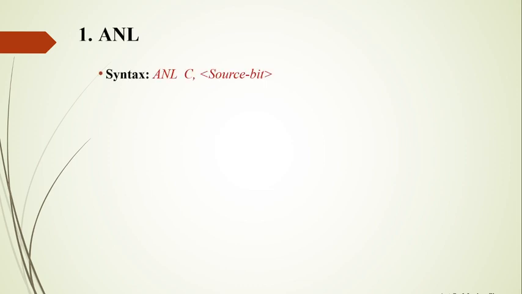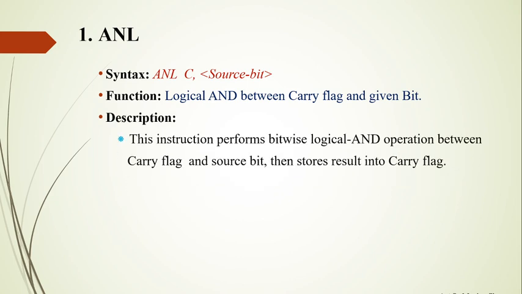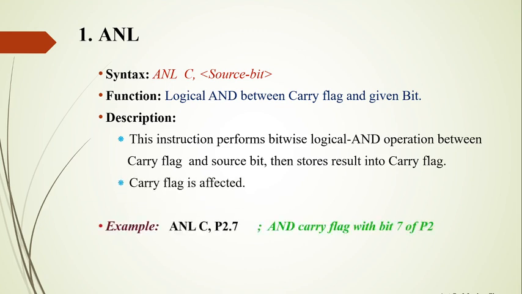ANL, syntax is ANL C, source bit. So this instruction performs the logical AND between carry flag and a given bit. This instruction performs bitwise logical AND operation between the carry flag and source bit and then stores result into carry flag. So carry flag is affected during the execution of this instruction. For example, ANL C, P2.7. So here it ANDs carry flag with the bit 7 of port 2.